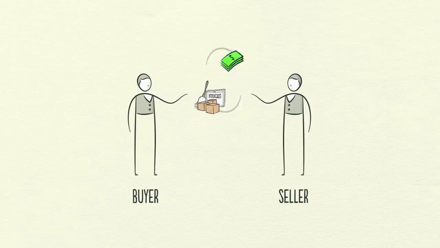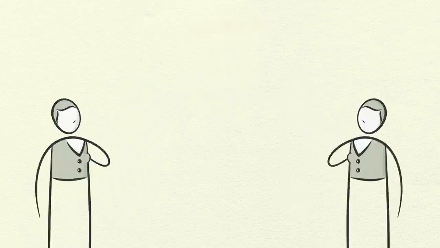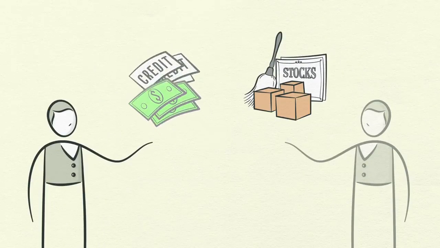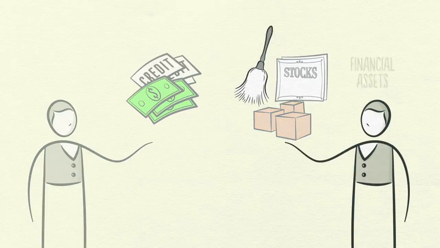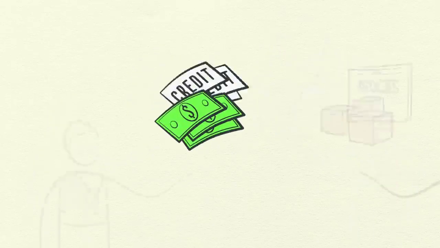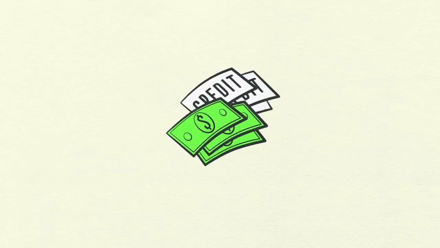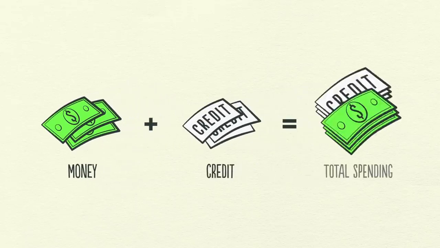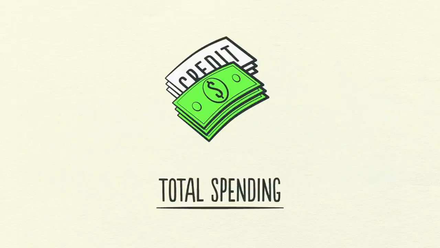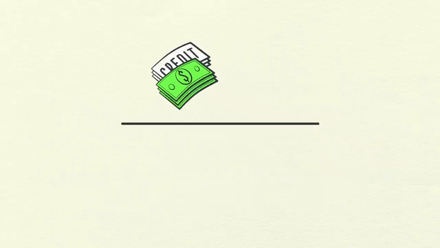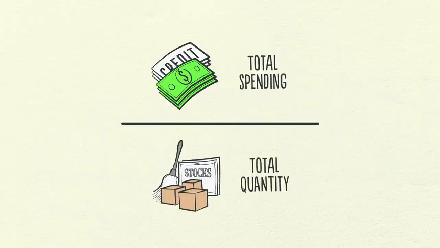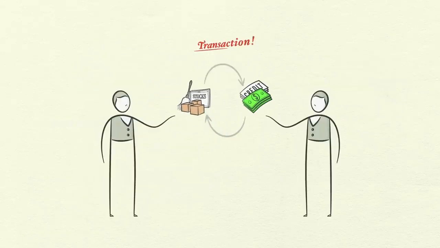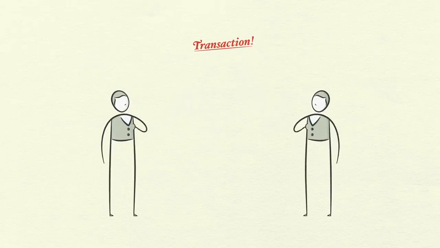Every time you buy something, you create a transaction. Each transaction consists of a buyer exchanging money or credit with a seller for goods, services, or financial assets. Credit spends just like money, so adding together the money spent and the amount of credit spent, you can know the total spending. The total amount of spending drives the economy. If you divide the amount spent by the quantity sold, you get the price. And that's it. That's a transaction. It's the building block of the economic machine.